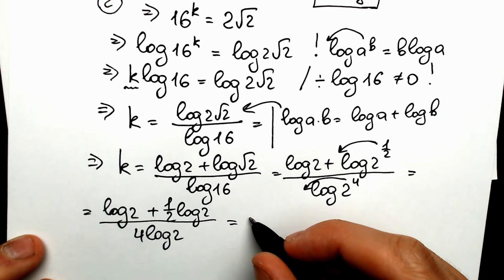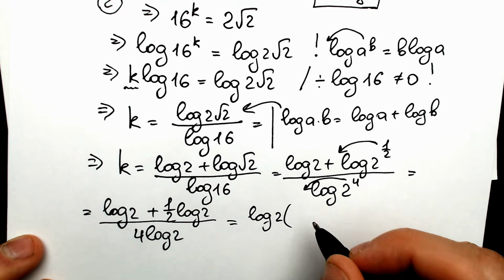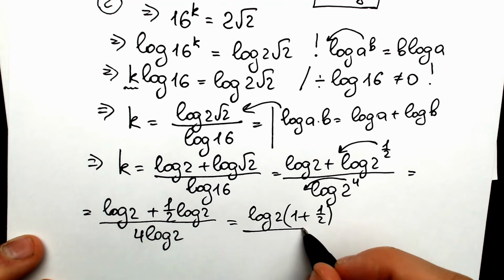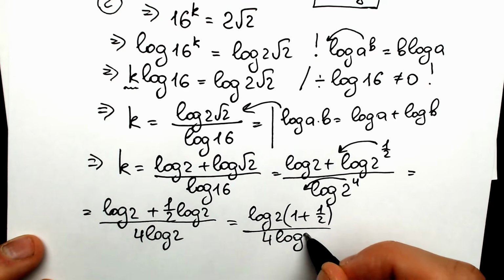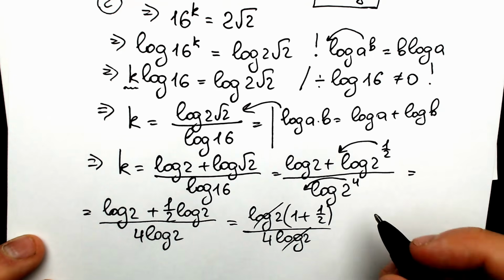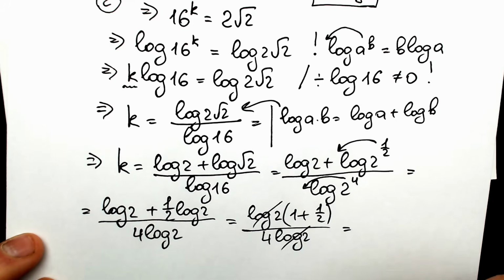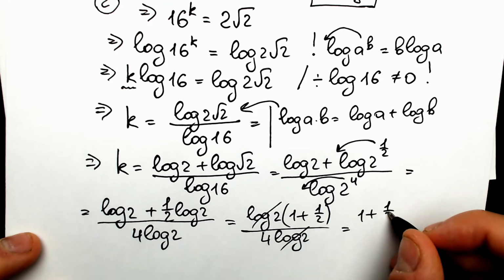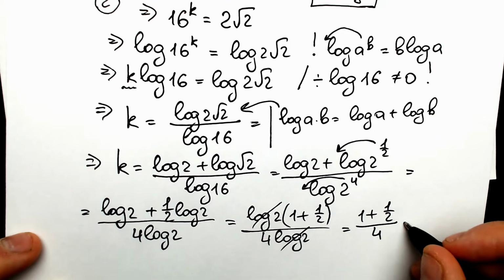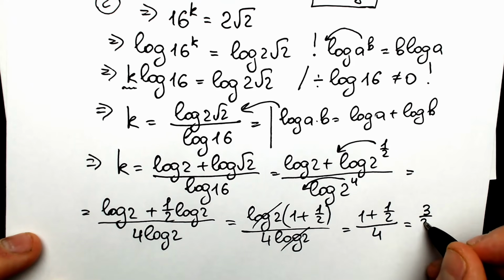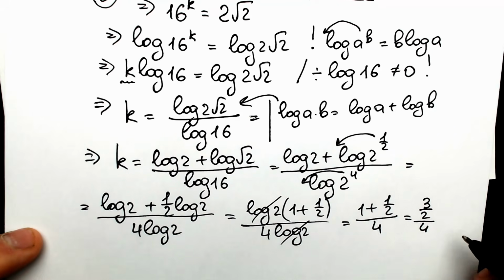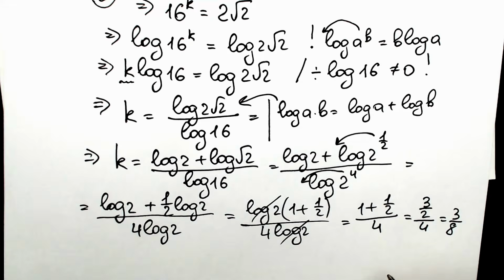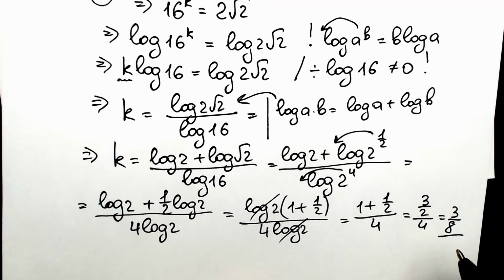So we factor this log 2. In our numerator, we have 1 plus 1/2, and in our denominator, 4 times log 2. We're going to cancel this log 2 without any doubts. And we have 1 plus 1/2 in our numerator. When we add it, we have 3/2 in our numerator. We divide it by 4. So basically we have the same expression. We have 3/2 over 4. This is equal to 3 over 8. So the same answer as we had before. So k is equal to 3 over 8.